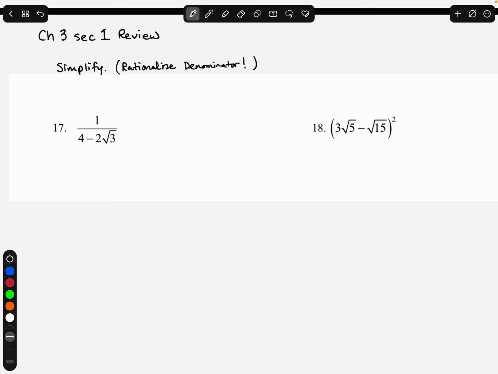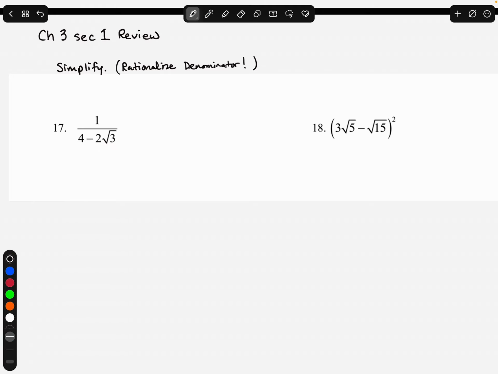This video is for problems 17 and 18 from the Chapter 3, Section 1 review. The directions are to simplify, and they want to make sure that we rationalize the denominator. So we're going to look at number 17 first. The problem states 1 divided by 4 minus 2 radical 3.